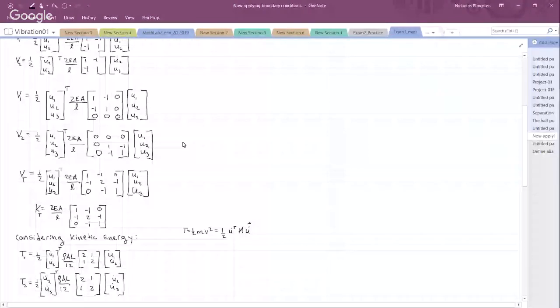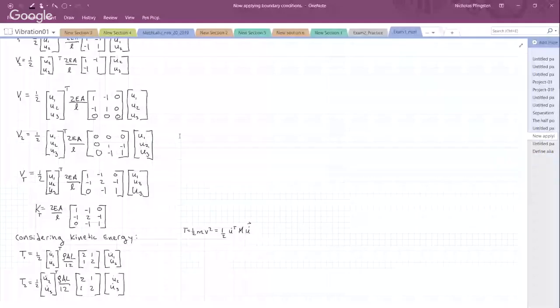Similarly, for element 2, its length is 3L over 4. So I substitute in 3L over 4 for L. That's where this 3 and this 4 are coming from. And now I'm going to expand it out so that it includes all the nodal displacements. So I've got a row and a column of zeros at the front end. Again, same thing for the mass matrix.